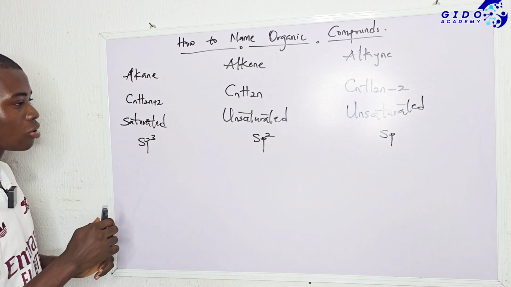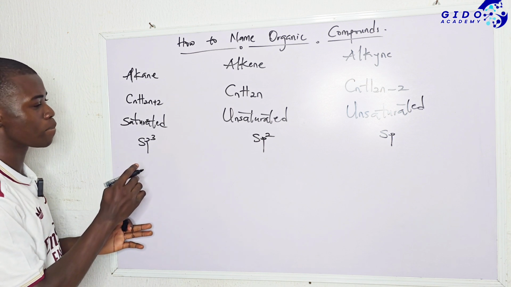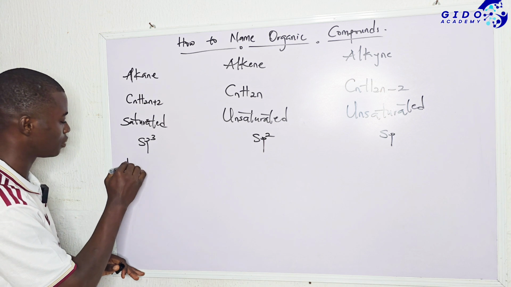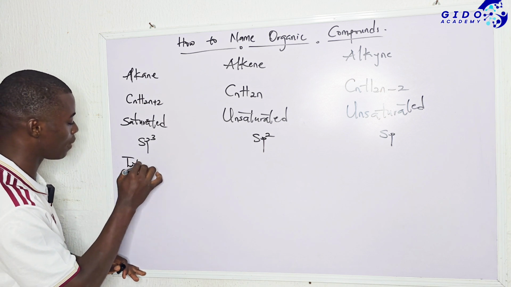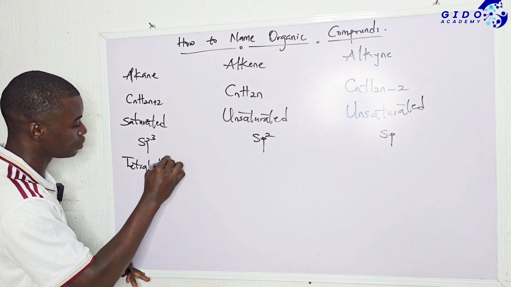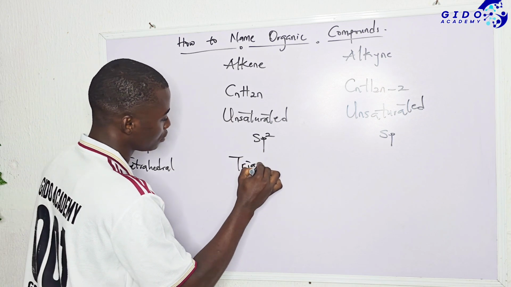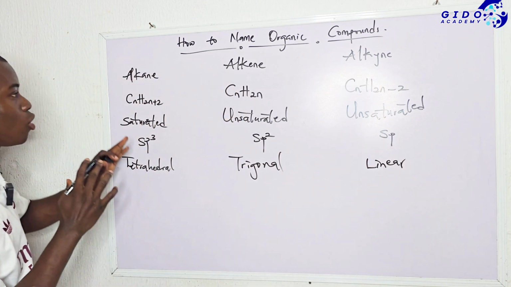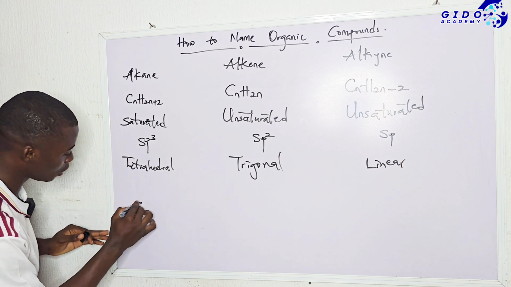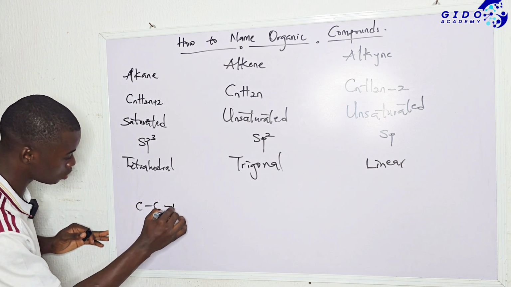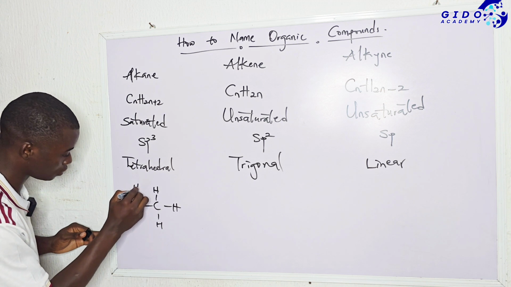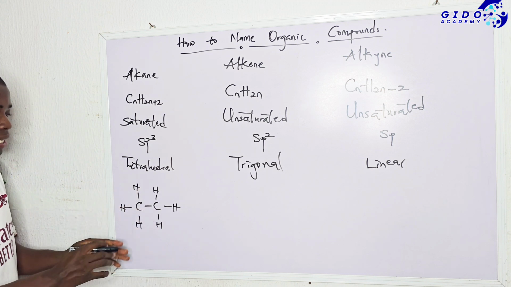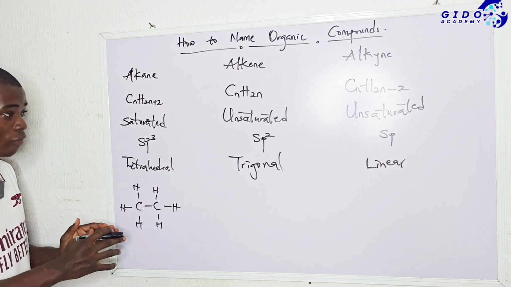The other thing we should take note of is the structure. We can talk about their angle, linear. Let's say this is tetrahedral. This is trigonal, and this is linear. So let me go straight to the structure. Alkane, we have one. Let's deal with 2 carbon atoms. Now, this is the correct structure of alkane.